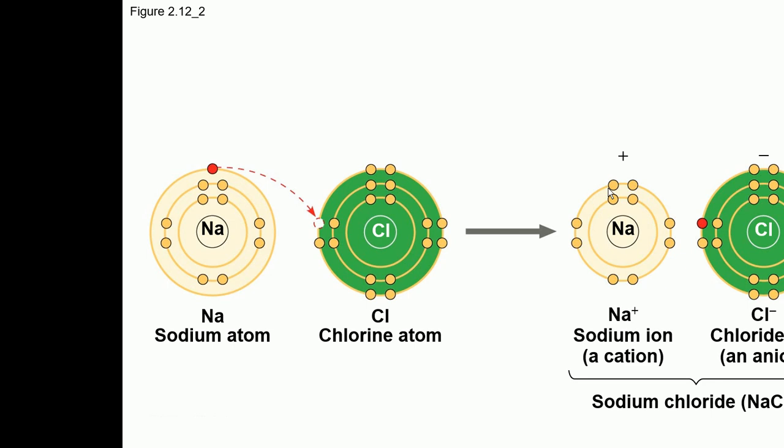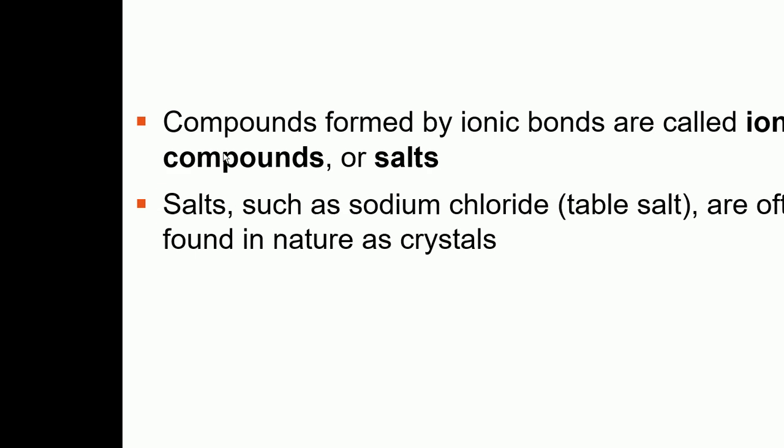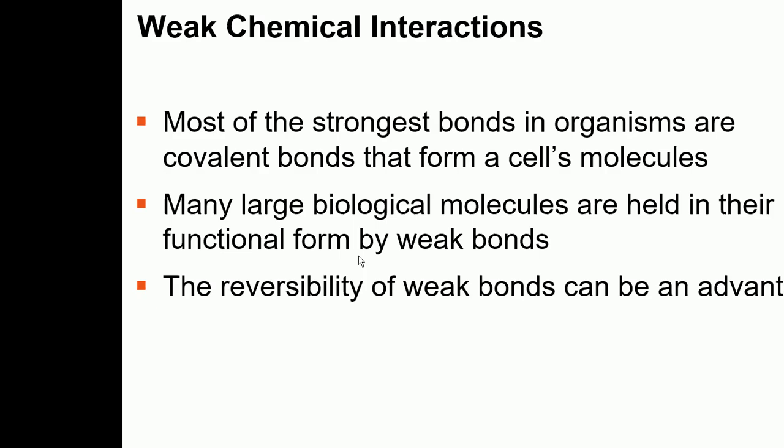The bond formed between these oppositely charged ions is called an ionic bond. Positively charged ions are called cations and negatively charged ions are called anions. So sodium chloride is a typical example of an ionic bond.